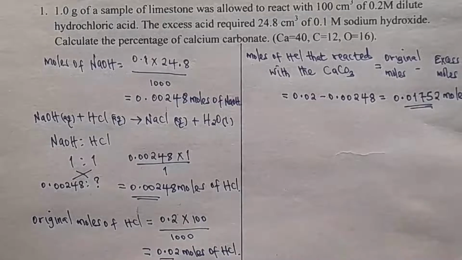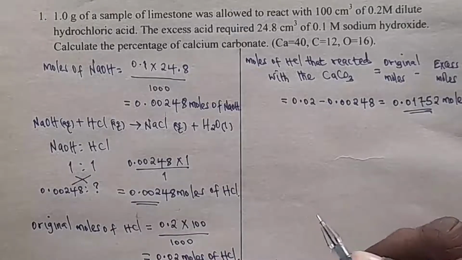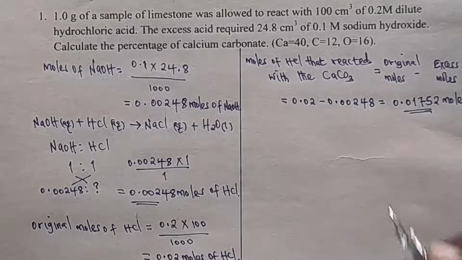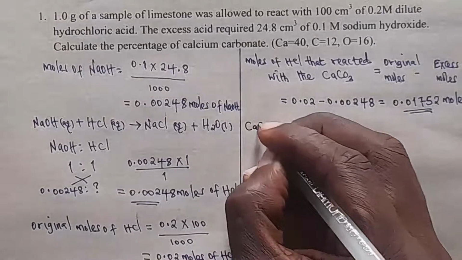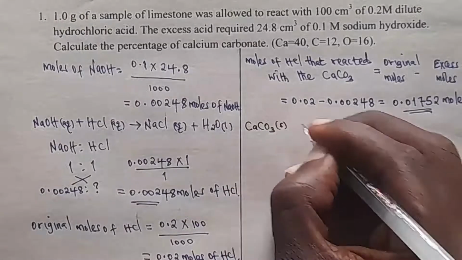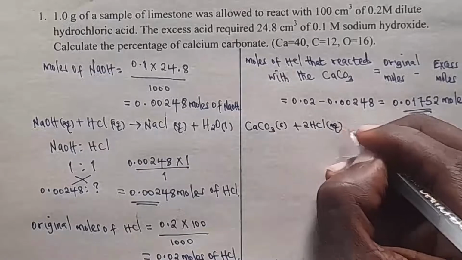So the next step, we have to get the reaction between calcium carbonate and dilute hydrochloric acid so that we get the number of moles of the calcium carbonate that has reacted with the hydrochloric acid. So we are going to have calcium carbonate, which is solid, reacting with hydrochloric acid. We are going to put that in to balance the equation.